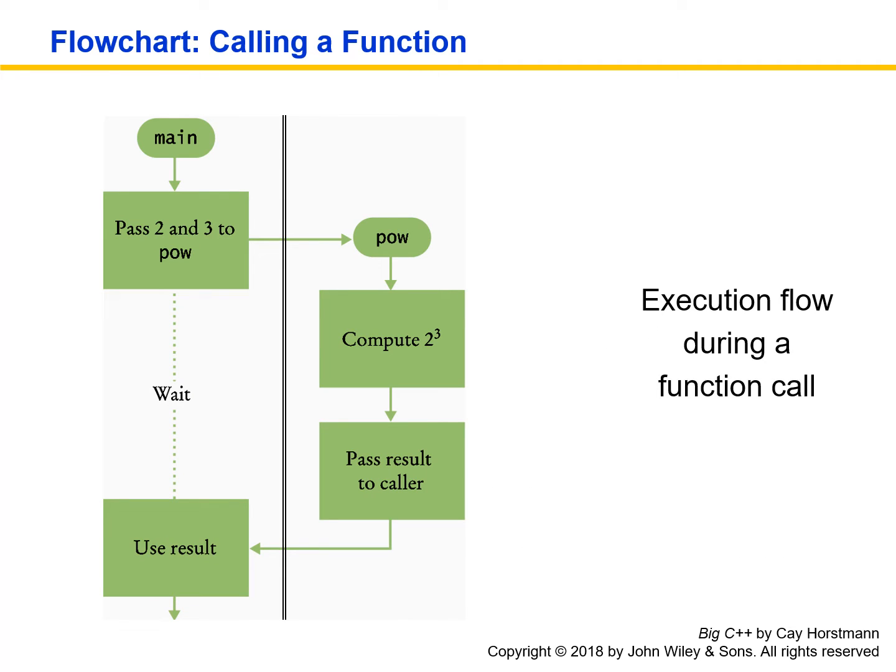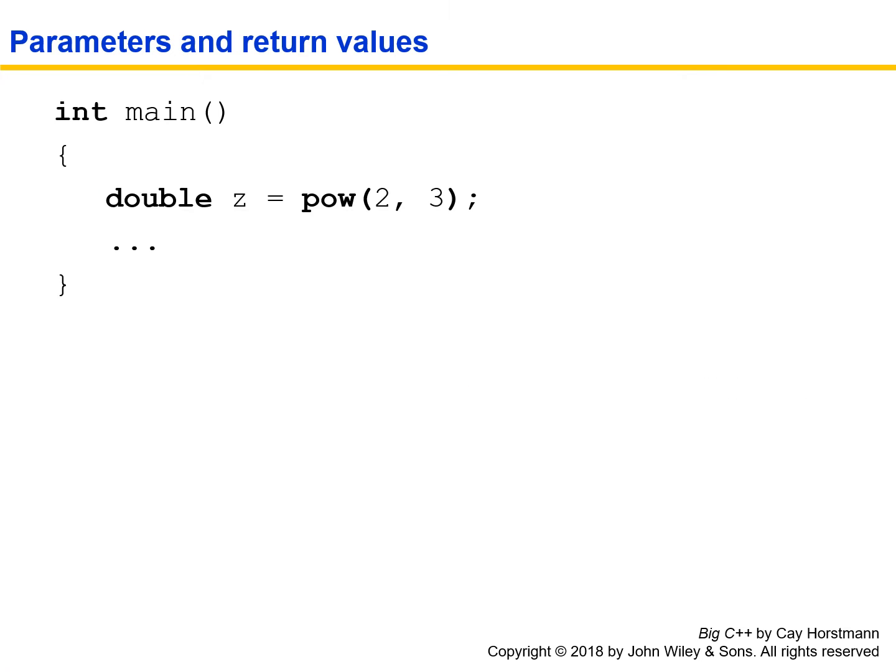Here's another way to look at this. There are two threads of execution going on in this flowchart, separated by the double line, where the main thread passes 2 and 3 to POW and then waits for POW to compute its answer and return the result, or pass it back to the calling function, at which point POW ceases to exist and main stops waiting and catches the result from POW and uses that result in some way.